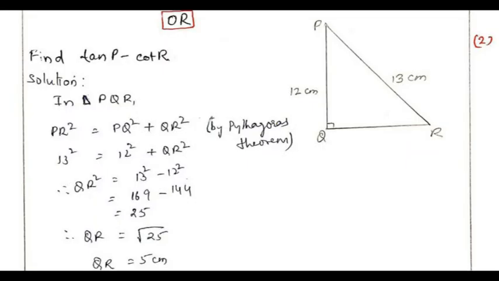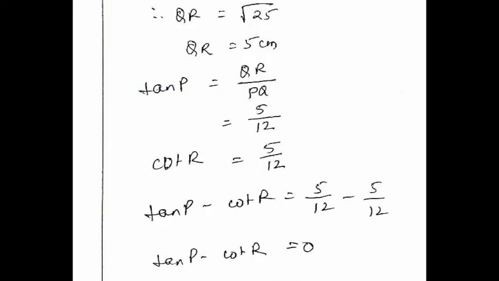Or find tan P minus cot R. So be careful when you are taking the sides. First of all, using Pythagoras theorem, find the side QR is equal to 5 cm. Tan P is equal to QR by PQ, which is equal to 5 by 12. Cot R is equal to 5 by 12. Therefore, when you subtract, they are both equal and therefore we get 0.